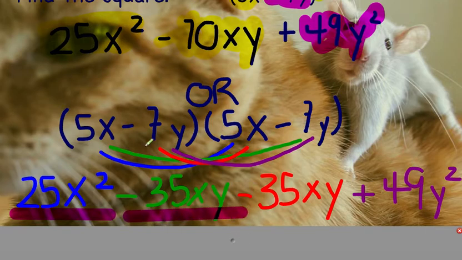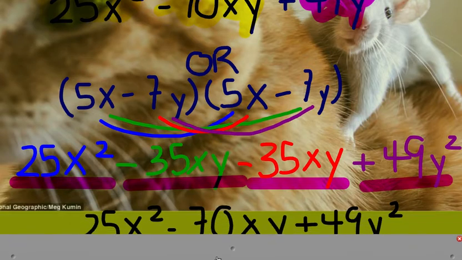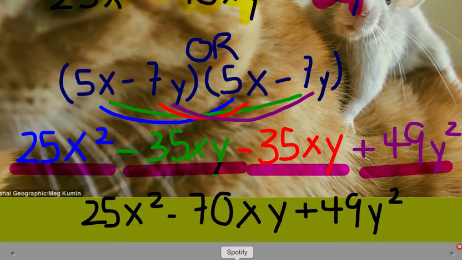And then similarly, when we do our inner terms, negative 7y times 5x will also give us a negative 35xy. And then our last terms, negative 7y times negative 7y will give us a positive 49y squared. So whatever way you do it, you should still get the right answer, and our final answer once we combine our like terms is 25x squared minus 70xy plus 49y squared.